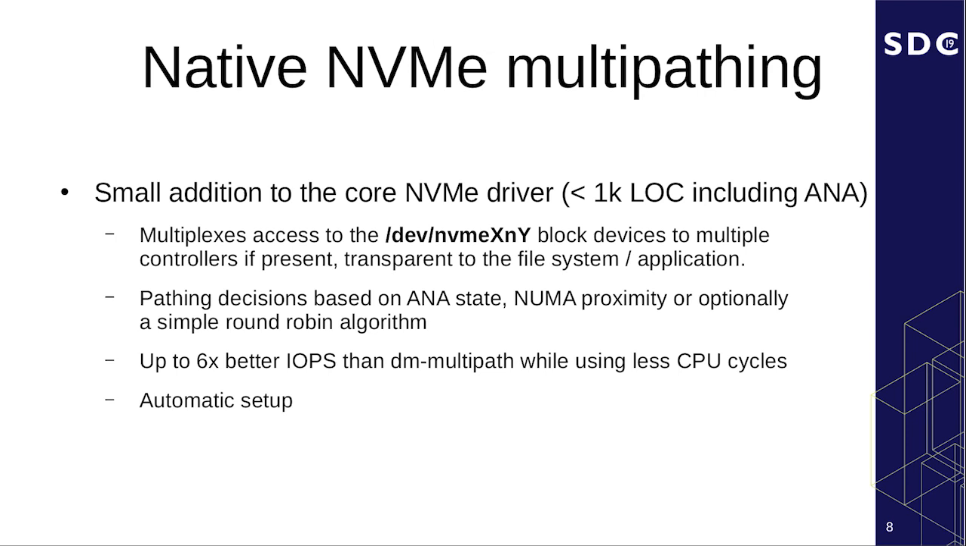And I've seen some numbers from people I've worked with at Western Digital for NVMe over Fabrics, where we're seeing 6 times better IOPS with the NVMe multipath compared to using device mapper multipath, even on NVMe, while actually using fewer CPU cycles, because device mapper multipath was CPU cycle bound in that use case.